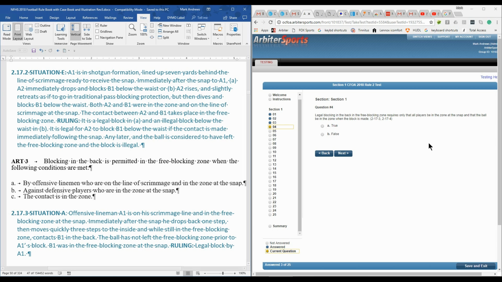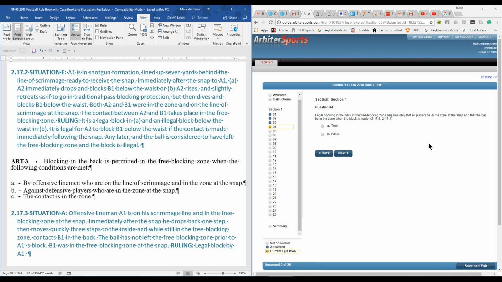Question 4, legal blocking in the back in the free blocking zone requires only that all players in the zone be in the zone at the snap and that the ball be in the zone when the block is made. And we just talked about the requirements for a block below the waist. The same requirements are for a block in the back.